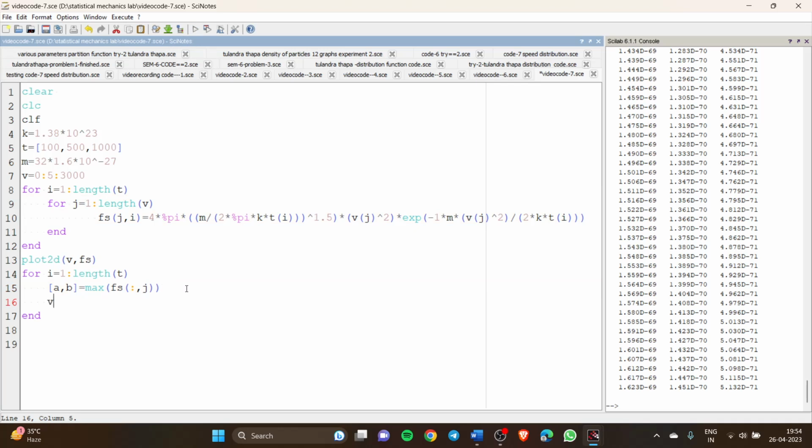v most probable speed experimental. This will give the most probable speed. v most probable speed experimental j is equal to v of b, because b is the index of the maximum value of the function, right?